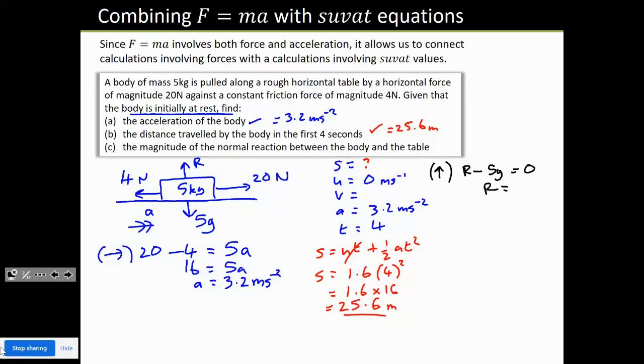Well, that means our normal reaction force equals 5g, which is 49 newtons. So the magnitude of the normal reaction is 49 newtons.